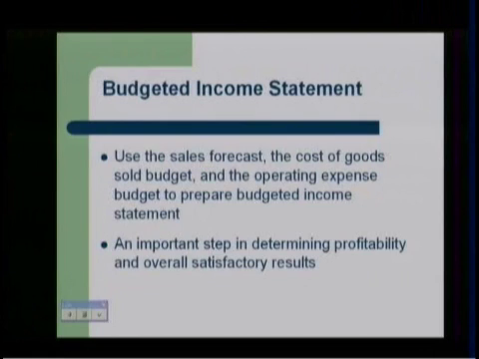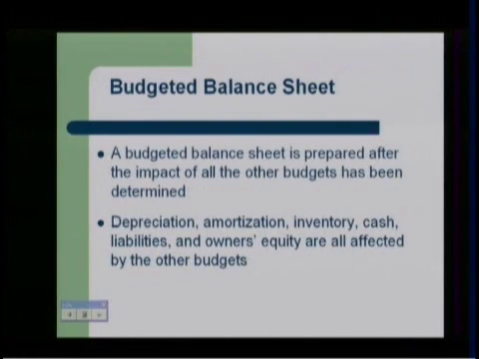Once you have an income statement budget, you can look at a balance sheet budget because now you know what your income is. You can forecast then your owner's equity part of your balance sheet. You can also do your asset side by looking at your cash, your inventories. You can also look at your liabilities to see if there are any amounts of money that you have to borrow to make it work. So you can come up with a budgeted balance sheet.